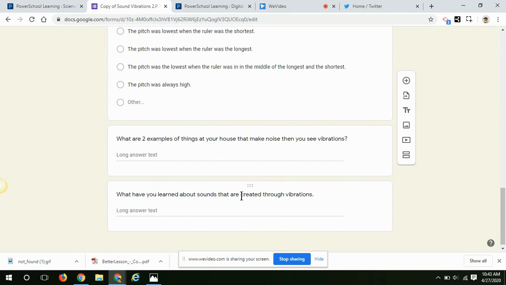This is editable. If you want to change anything in this, it is yours now. We set it up so that we have it created, and now you make your copy, but you can make it yours after that.